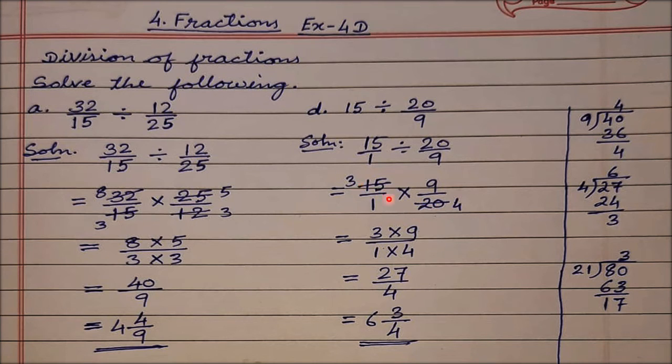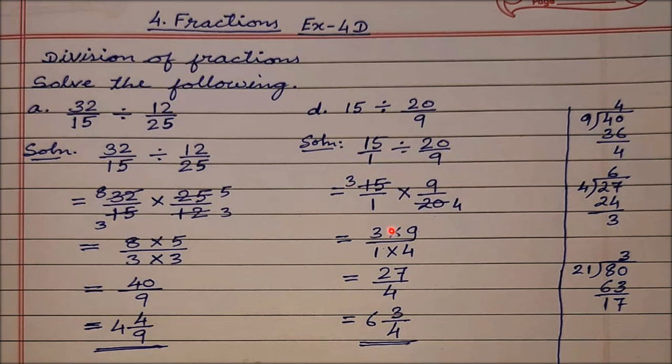So their common factor is 5. 5 3 times is 15 and 5 4 times is 20. Now in the numerator we have 3 and 9, in the denominator 1 and 4. So 3 and 9 do not have a common factor with 1 and 4.